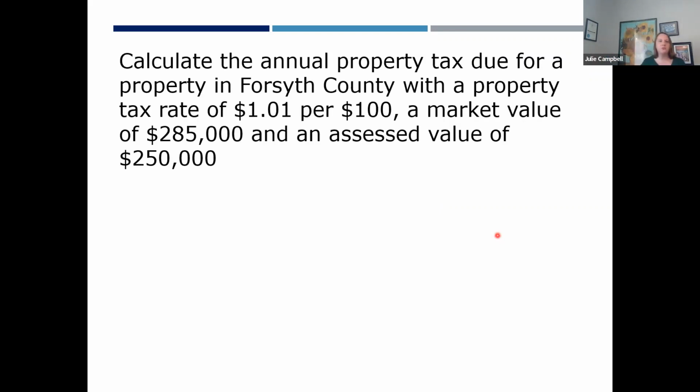So we see a math problem, and first we just read. Calculate the annual property tax for a property in Forsyth County with a property tax rate of 1.01 per 100, a market value of $285,000 and an assessed value of $250,000. I've read the problem, and now I need to figure out what the problem wants me to solve for, so I know which direction to head, right? So what's the problem want to know? It wants me to calculate the annual taxes. So I've identified the stem. I've identified what it's asking for.